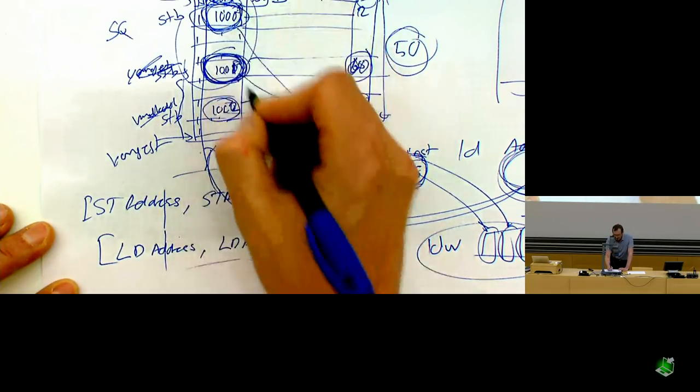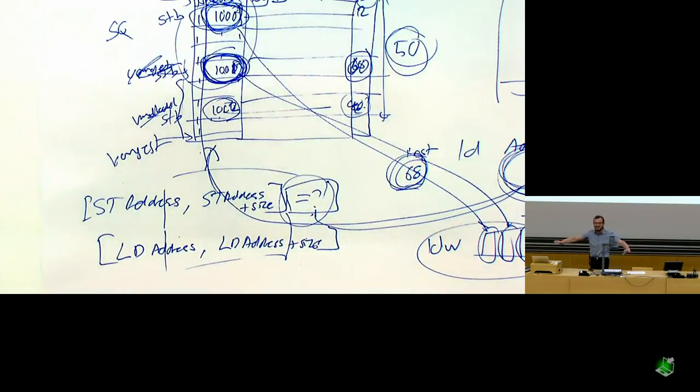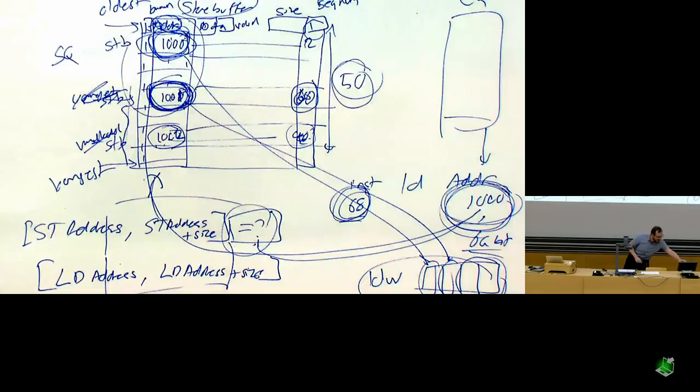And there may be multiple stores that overlap at different parts of the range. You need to ensure that you get the right values. So that's one of the reasons why this is one of the most complicated parts of the machine. It's not a simple search. We'll get back to this. And a store searches, actually, go back to that.